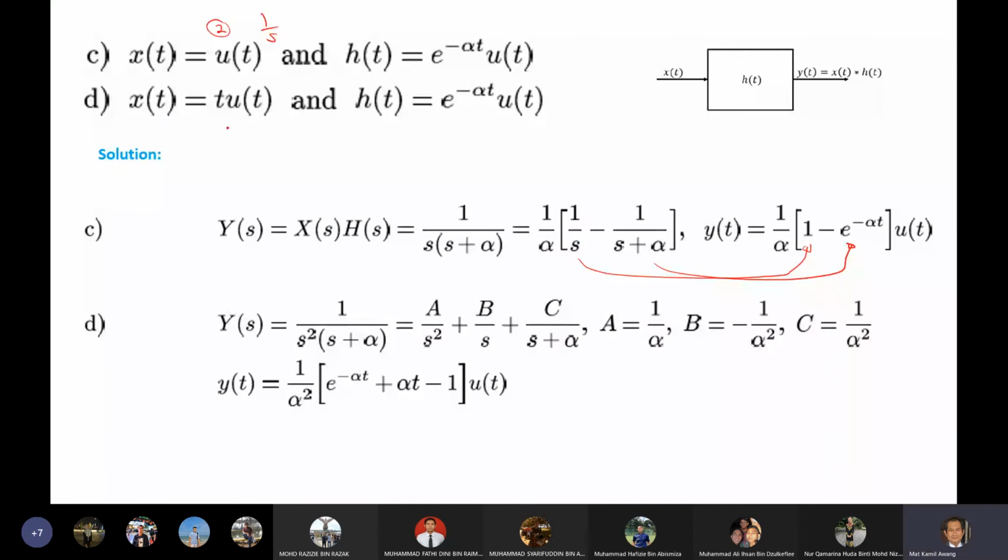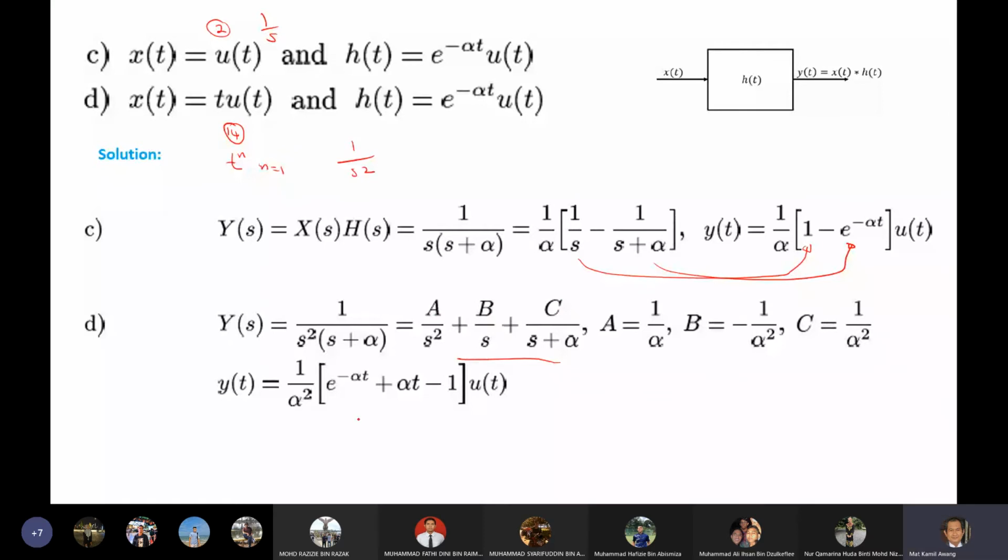This is actually table number 14, where t to the power of n, where n is equal to 1. So therefore, 1 over s square is the Laplace transform here, 1 over s square times 1 over s plus alpha. You decompose, so it can be written: you get 1 over alpha, 1 over alpha square, 1 over alpha square.